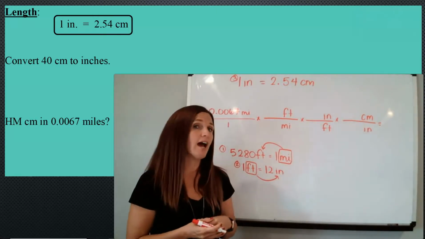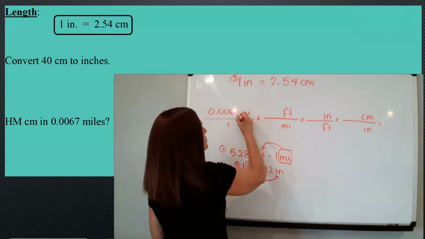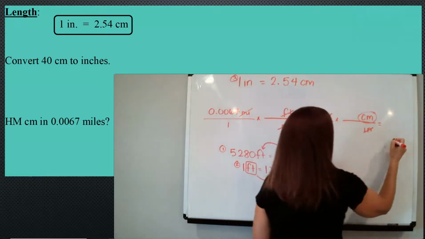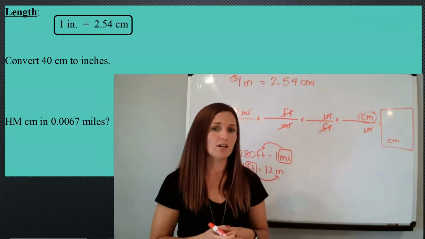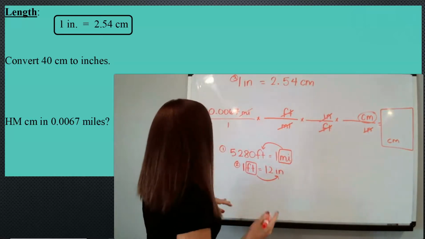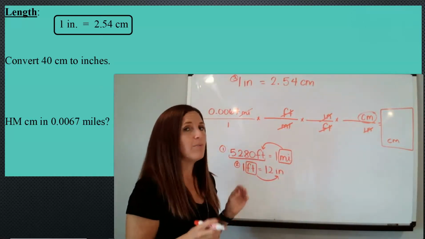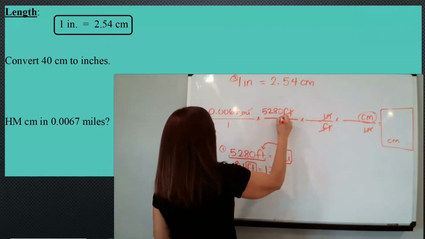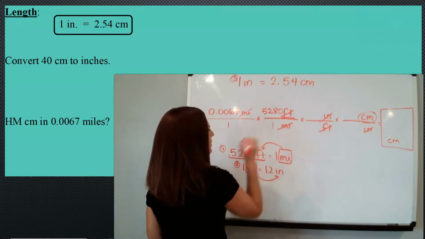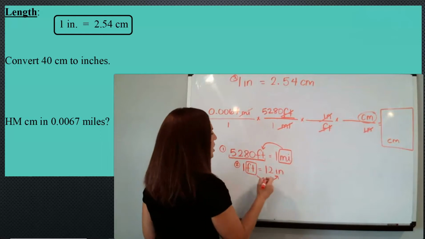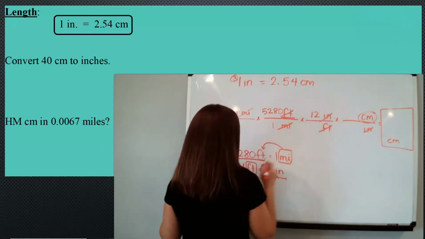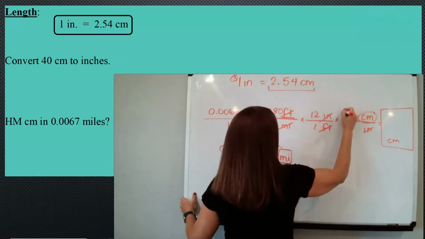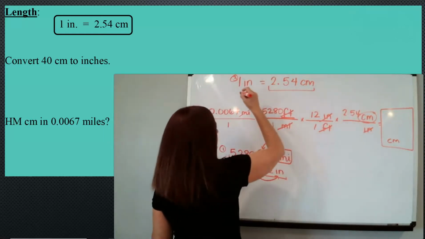Now I should go ahead and check my units to make sure they're canceling. So miles will cancel with miles, feet with feet, inches with inches, and I'll be left with centimeters, which is what I was asked for. So that's great news. So now I'm going to go ahead and plug in. We do the same thing. We're going to keep our numeral with the unit. So 5,280 feet, because it's 5,280 feet, 1 mile. And then the next fraction, 12 inches and 1 foot. And in my last fraction, 2.54 centimeters and 1 inch.